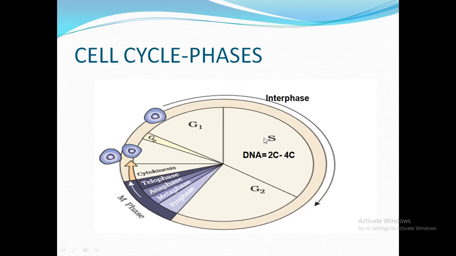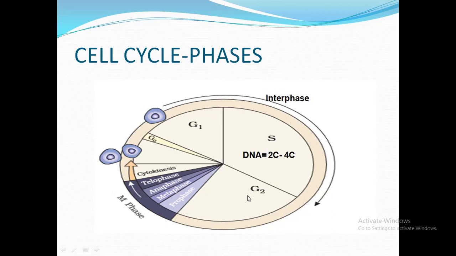Then comes the S phase. During the S phase the amount of DNA doubles, because DNA replication occurs during the S phase, or synthesis phase. So DNA becomes double here by the process of replication. If the initial value of DNA is 2C, after S phase it will be 4C. If the amount of DNA is 2C before S phase, at the end of S phase the DNA becomes 4C. That is, the DNA becomes double in S phase.